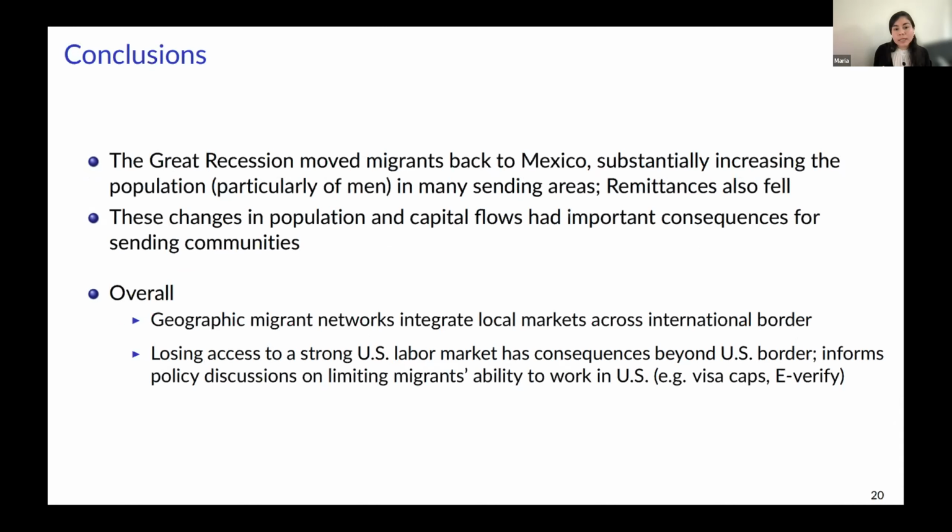And overall, we show that these migrant networks actually integrate local labor markets across international borders, and that losing access to strong labor markets has spillover effects beyond the US borders. And these results could inform the policy discussions on limiting migrants' access to foreign labor markets. So, thank you.